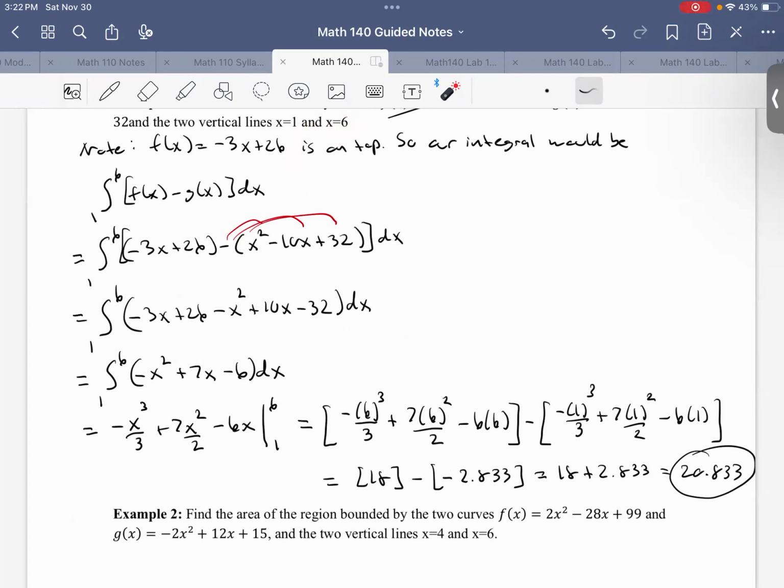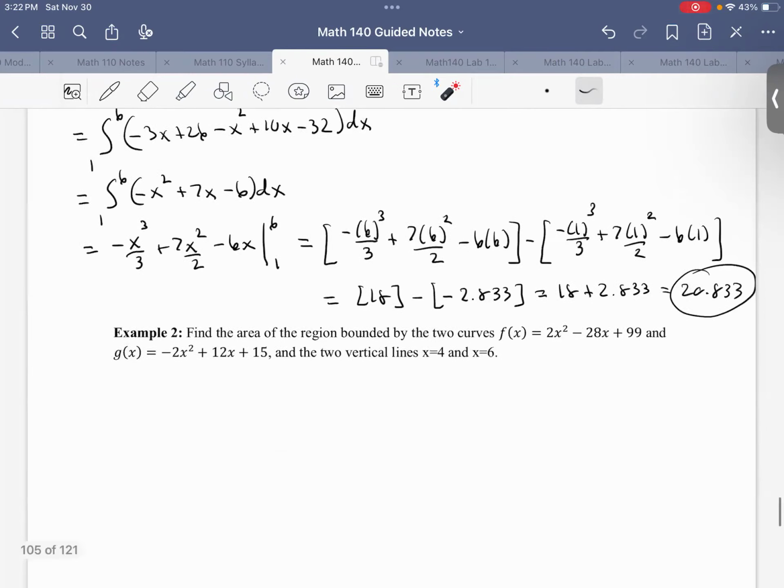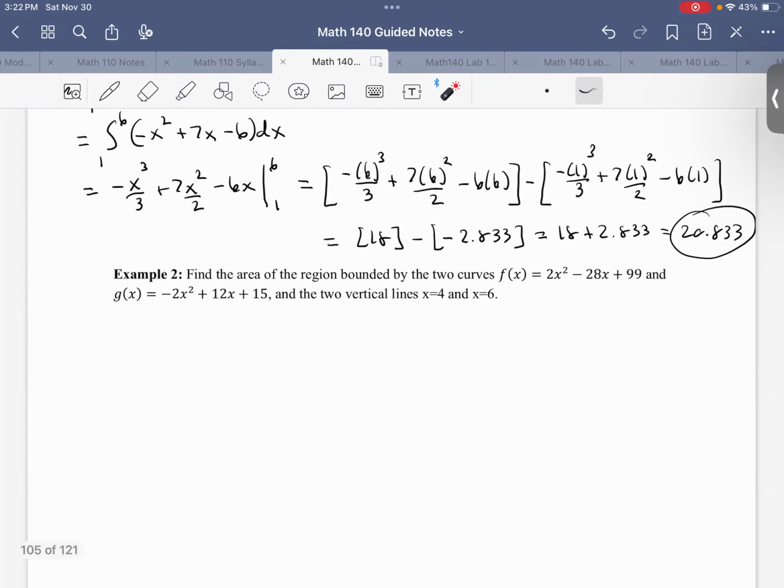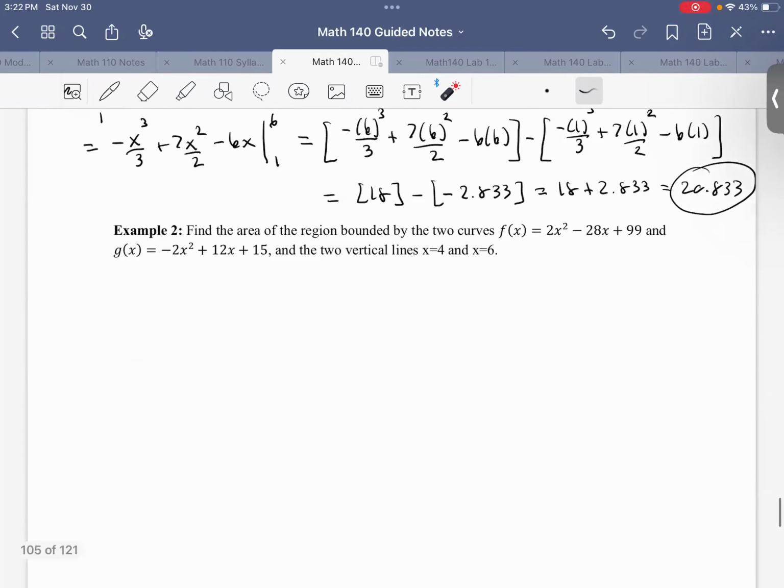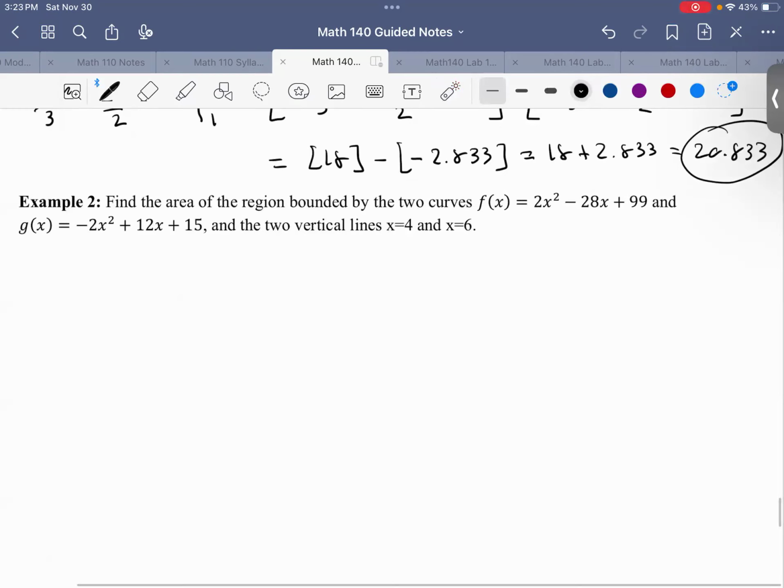Okay, great. Now let's try out another example. Find the area of the region bounded by the two curves f of x equals 2x squared minus 28x plus 99, and g of x equals negative 2x squared plus 12x plus 15, and the two vertical lines. I'm going to change these a bit, to x equals 3 and x equals 7, just to give us a more clean intersection graph. But once again, let's graph these on Desmos.